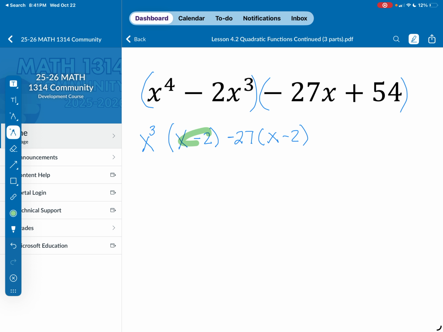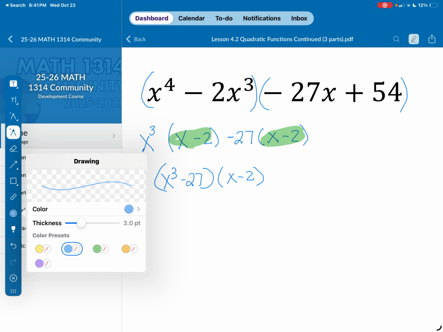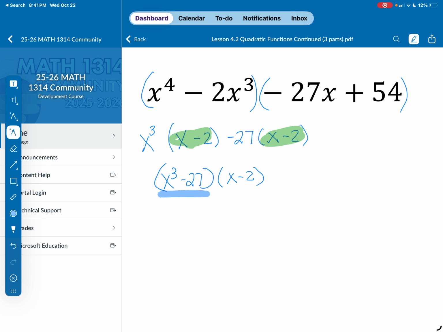So again, we're matching. And so we get x cubed minus 27 times x minus 2. Now, we will touch base on this tomorrow, that we can actually factor this further. The one that we can factor further is this one right here, but I'm not going to go over it right now. I'm going to save that for later. It's going to be called difference of cubes, and we will do that tomorrow.